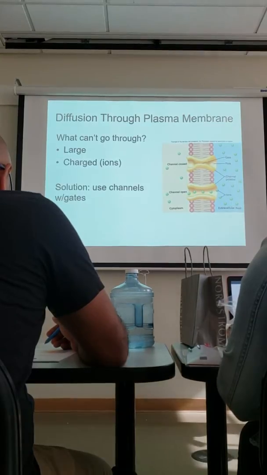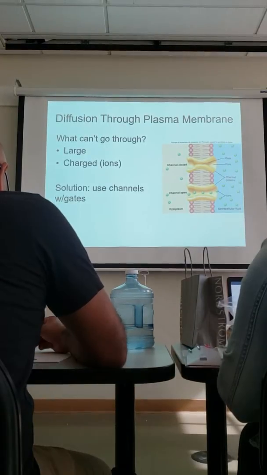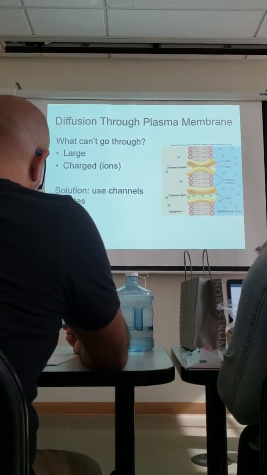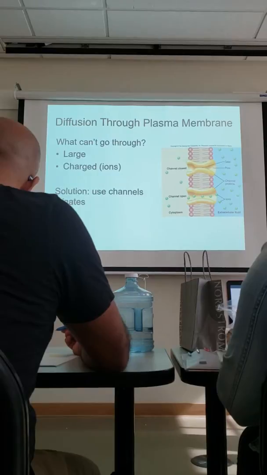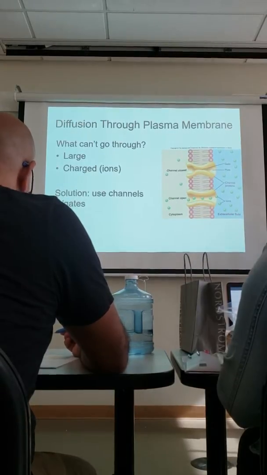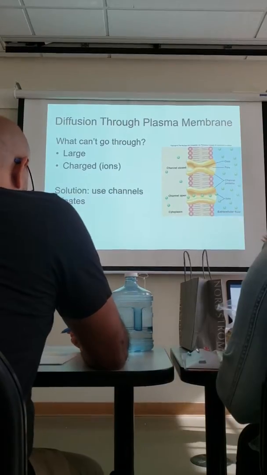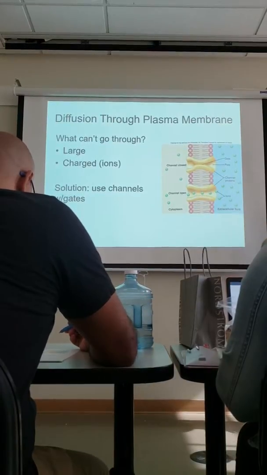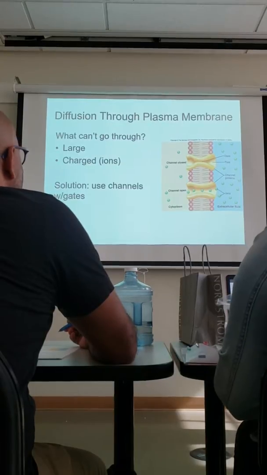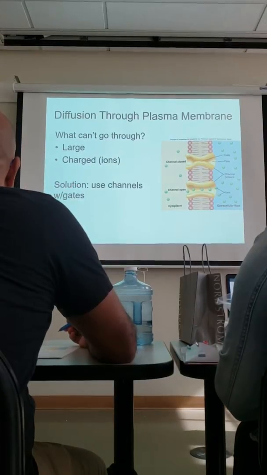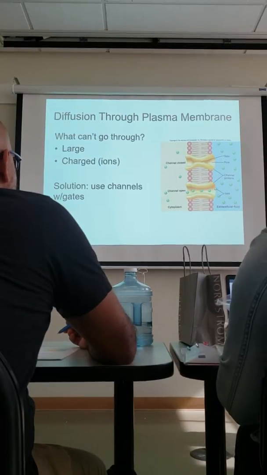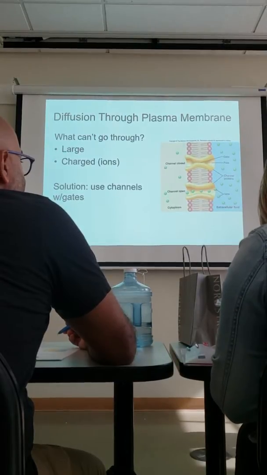But there is a solution, and we actually already talked about it. If the molecule is large and or charged, it doesn't mean it's hopeless. It can still get through the plasma membrane, but it just has to use a channel. You have to have a protein, such as this one here in yellow, to help these large charged molecules go across. And these channels usually come with gates. Gates just means that you can open and close them, so you can control when these molecules go across.